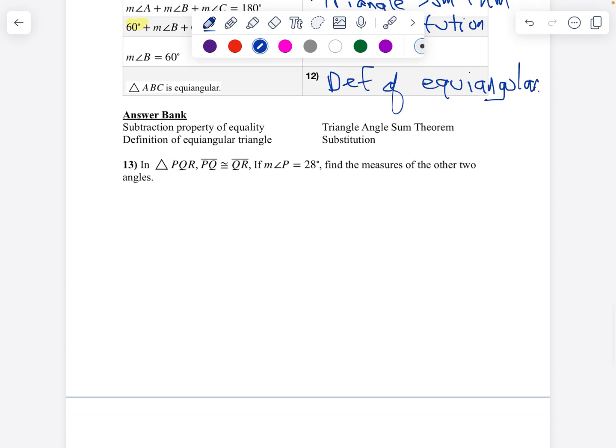Now on question 13, let's take a look at this one. That's just an application of what you did in 12. I've got triangle PQR. So let's label this P, Q, and R. You could put P, Q, and R any place you want. We're told P to Q and Q to R are the same. So that tells me angle P and angle R are my base angles, and they're going to be the same.